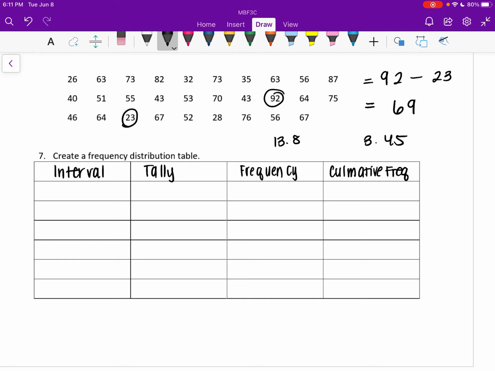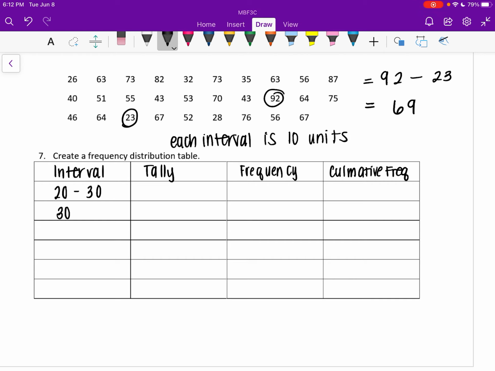I think the nicest number between those for me was 10, because it's just easier to count by tens. So I'm going to make each interval 10 units, because I just liked that number. So each bucket is going to be 10 units, right? The first one I'm going to start with is 20 to 30. That was a nice number to start with.